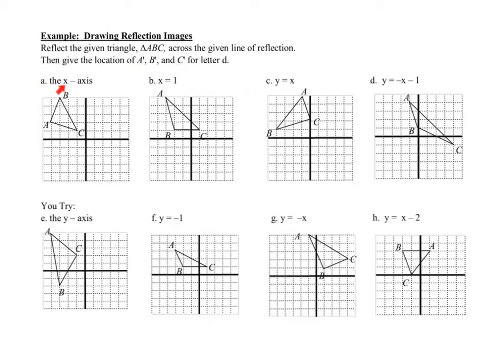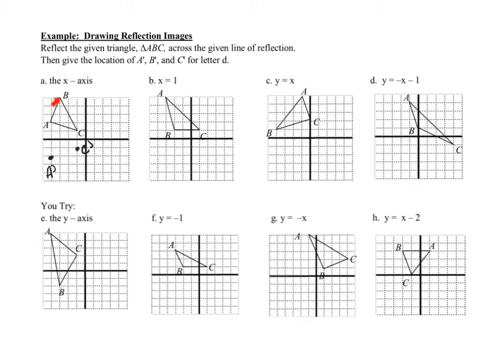We're going to reflect this triangle over the x-axis. So all we have to do is count how far away these points are from the x-axis. If you look at letter A, it is 2 units away from the x-axis. So it's going to be 2 units away on the other side, and we label that with A prime. Letter C is 1 unit away. So it'll be 1 unit away on the other side, and we're going to label that with C prime.